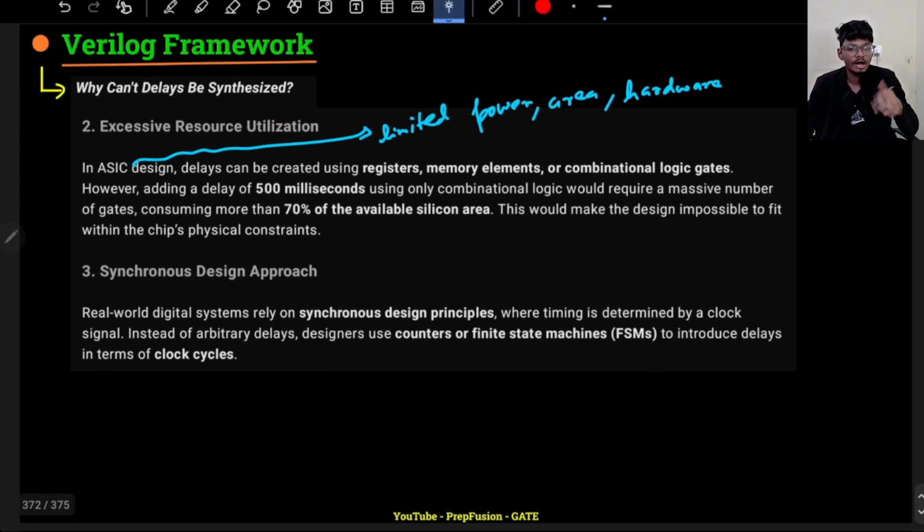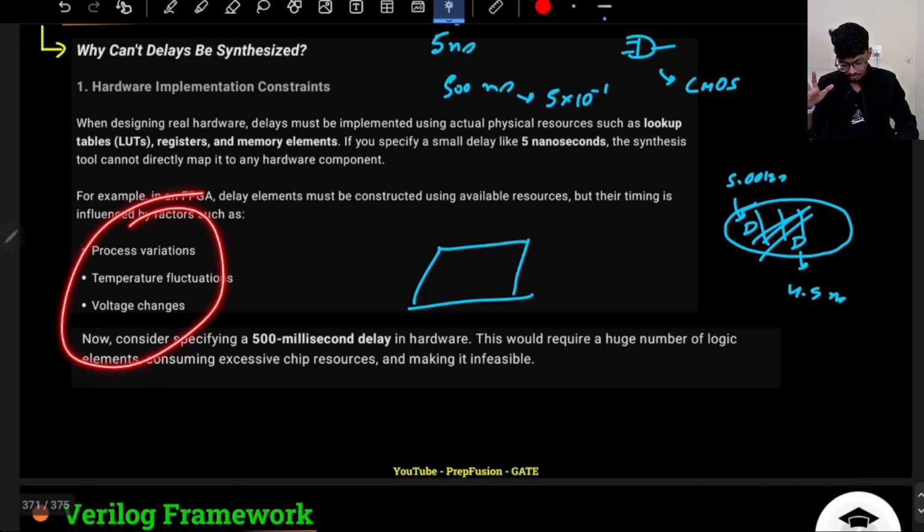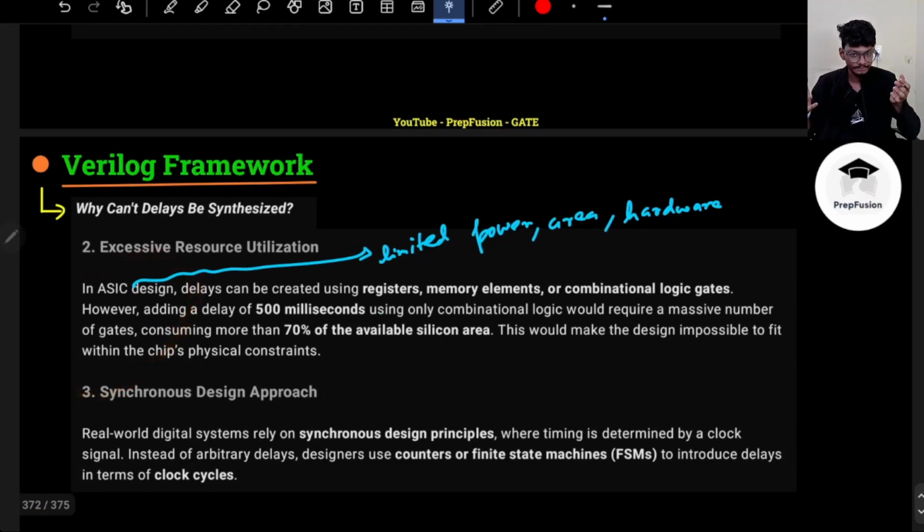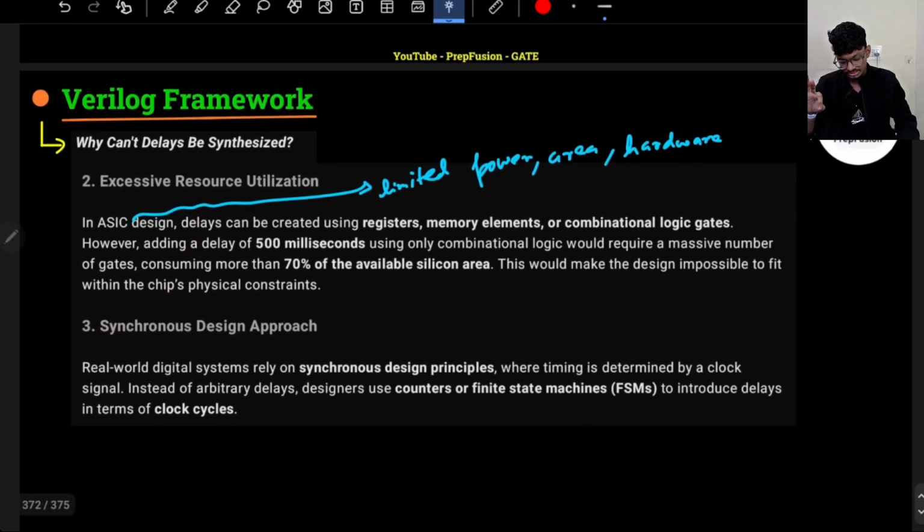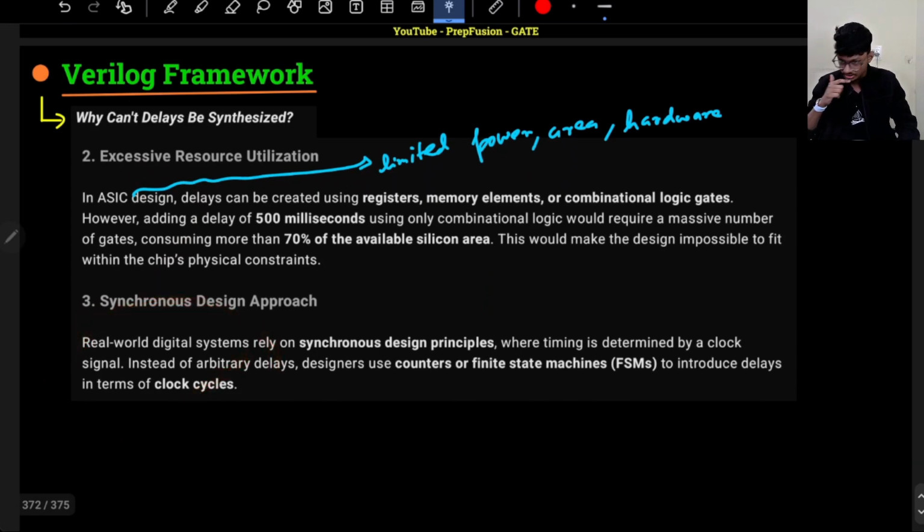Next, in the real world, how will we design the delays? In the real world, we rely on synchronous design principles, where timing is determined by the clock signal instead of arbitrary delays. So we can design our delays using clock signals. There are other ways designers use, such as counters and FSMs, to introduce delays in terms of clock cycles. We will not cover that in this lecture, but in the real world, that is what we do. So if you get asked in the interview, you will give these two reasons for why we don't generally synthesize the delay, and the approach is this one. We follow this approach in real life.